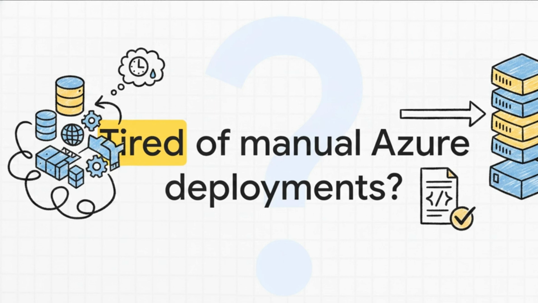It's time-consuming, it is highly prone to human error, and frankly, it just doesn't scale when your business needs to move fast. But there is an ultimate solution to guarantee your infrastructure is deployed consistently and reliably every single time. Enter JSON Azure Resource Manager templates, or as we usually call them, ARM templates.